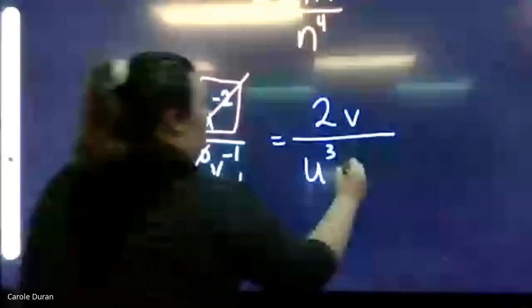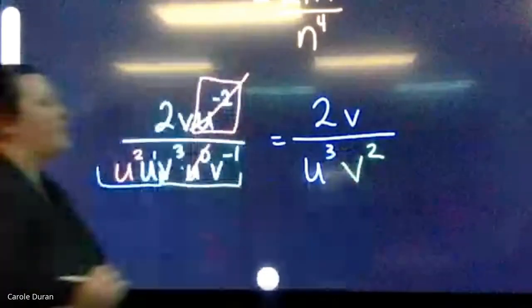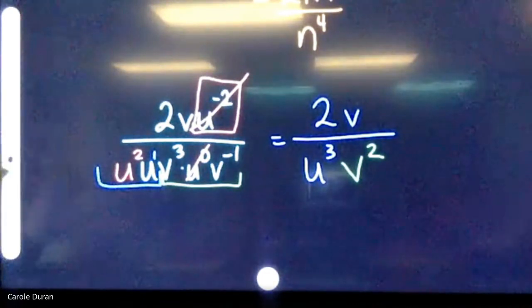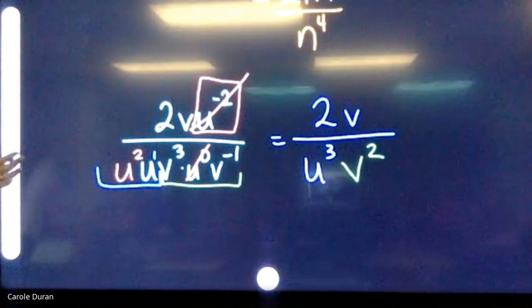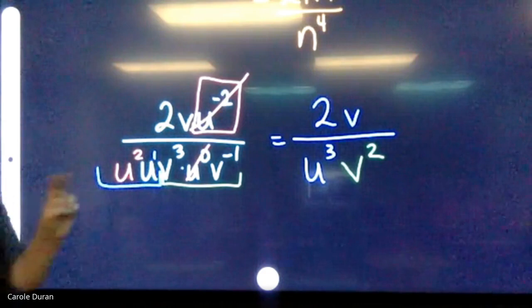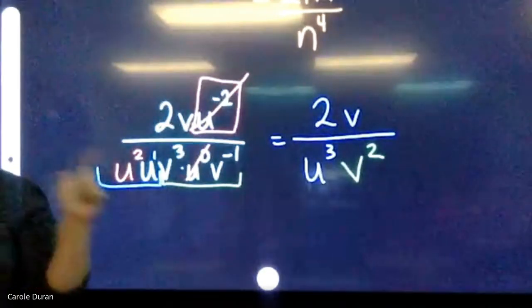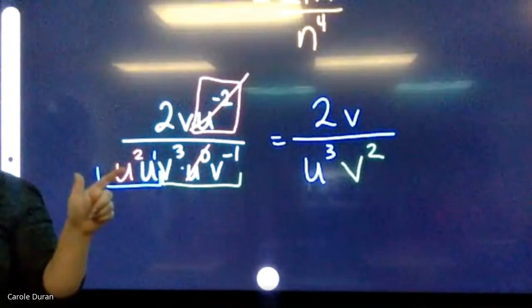v2, good. So I have a 2v over u cubed v squared. This looks beautiful. Am I done? No. I have a repeating base. So we're done when there are no negative exponents and there are no repeating bases.